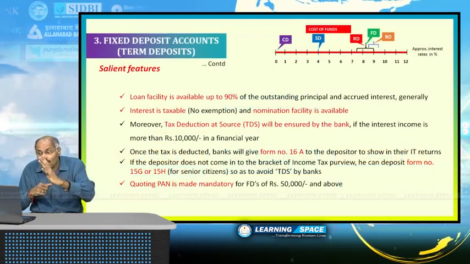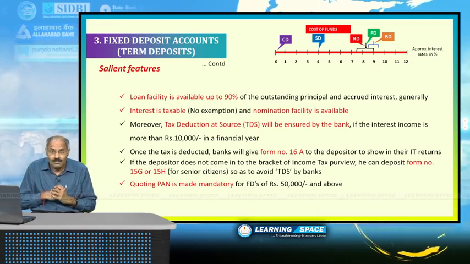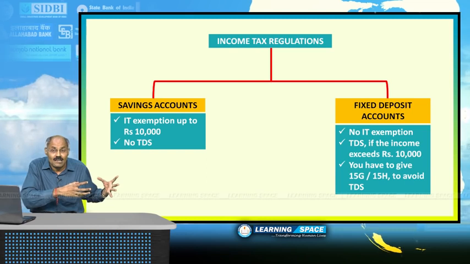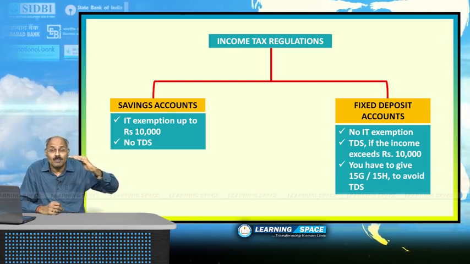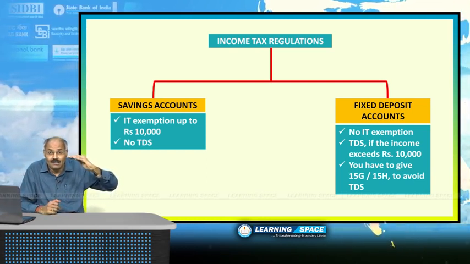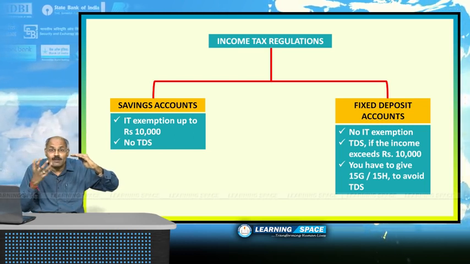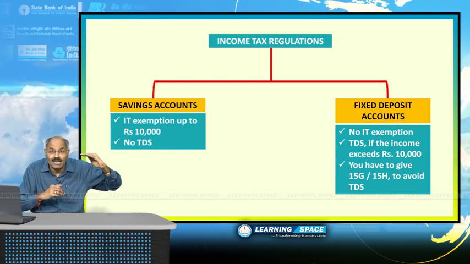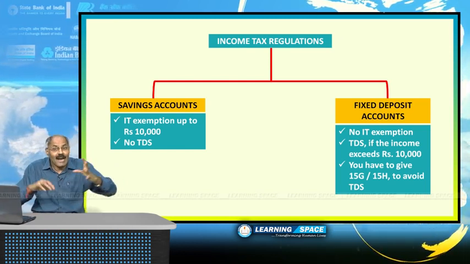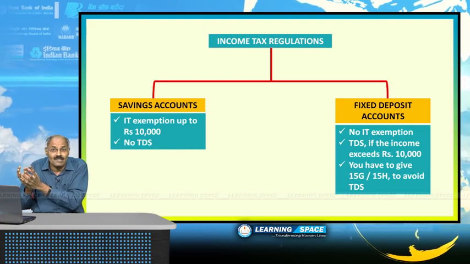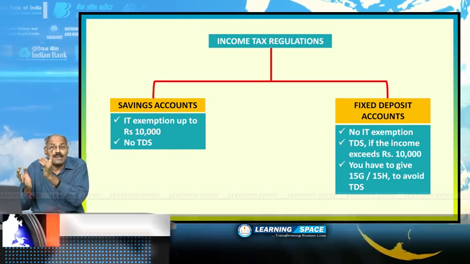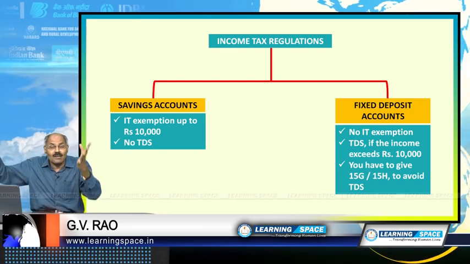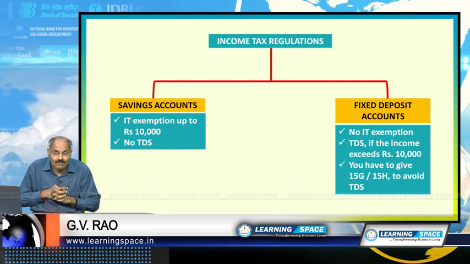Let us look at the other important points. Here, we have already learned, in savings bank accounts, interest income up to 10,000 rupees is exempted from income tax. You need not pay any income tax in savings deposit accounts up to 10,000 income, but the entire interest income in fixed deposits is taxable. You have to pay tax for the interest in fixed deposits.